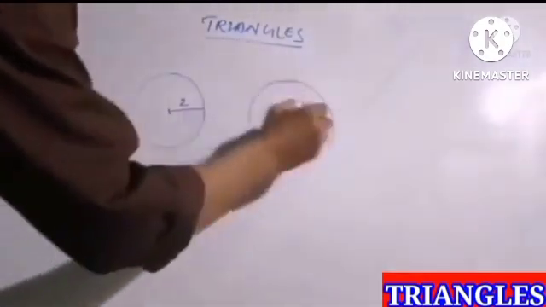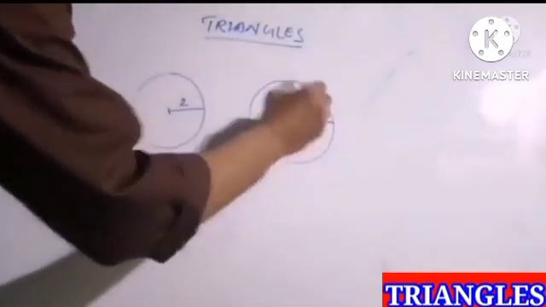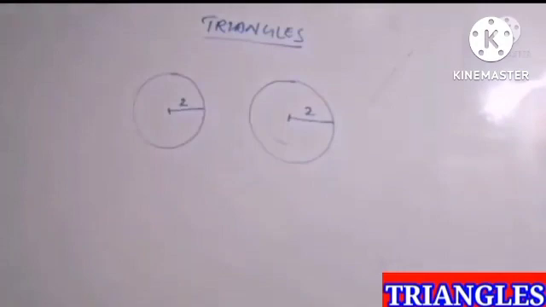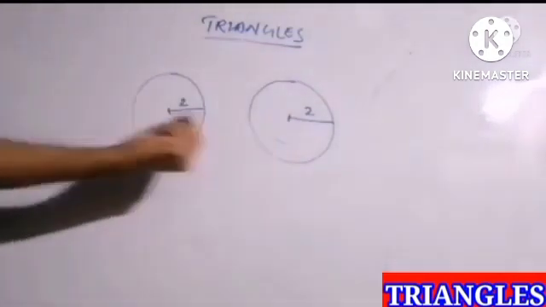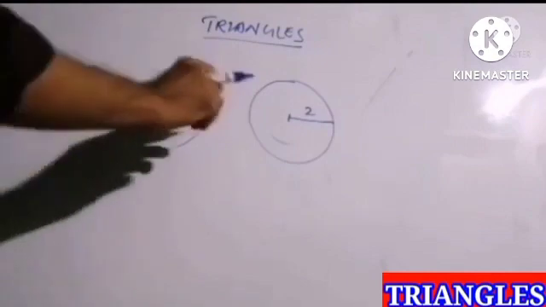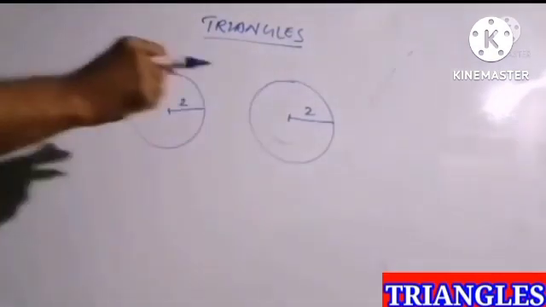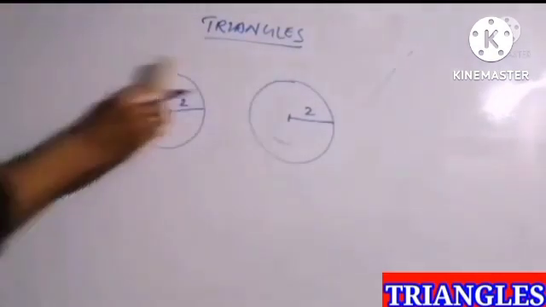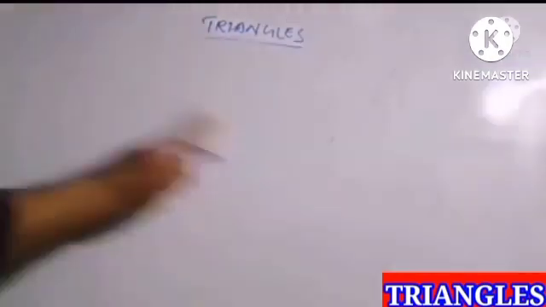So consider another circle with radius 2 centimeter. Then can you say those are congruent figures? Yes, these two circles are congruent to each other, because they have same radii. Next, come to triangles.